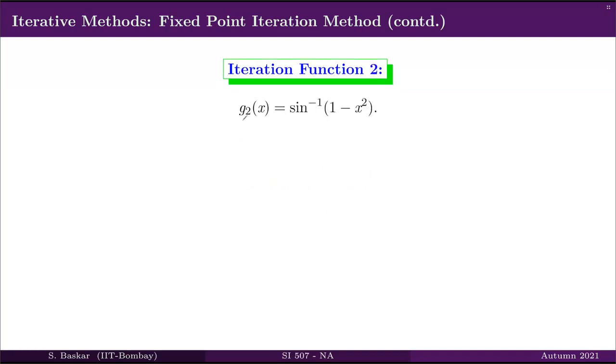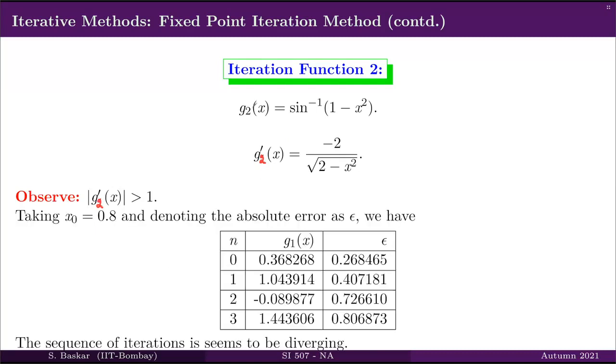Let us go to take our next proposed iteration function, G2, given by sine inverse of 1 minus x square. Let us check whether it is a contraction map. For that, we have to find the derivative of G2. Sorry, this is G2. And that is given by minus 2 by root of 2 minus x square. From this, you can show that modulus of G2 dash of x is strictly greater than 1. Well, therefore, we don't prefer G2 also as our iteration function.